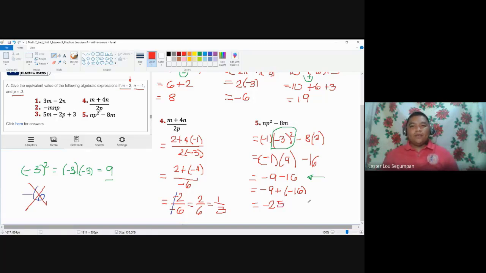You have negative 25. So what is new to evaluating algebraic expressions? The answer is only the process of substitution. As you substitute them, the rest are just operations on real numbers that were discussed in the first grading.